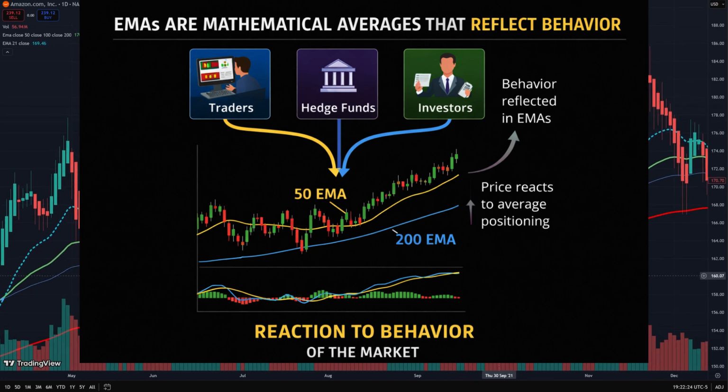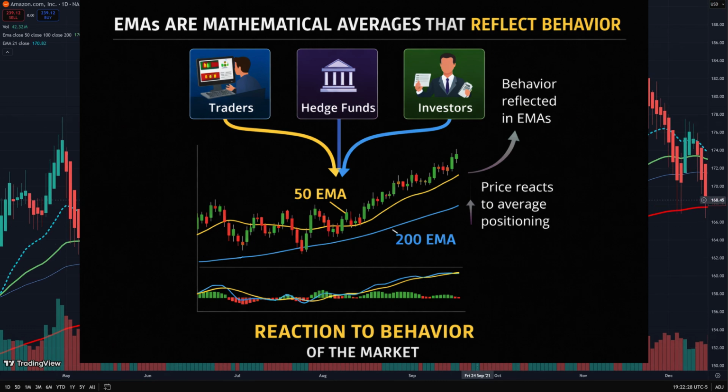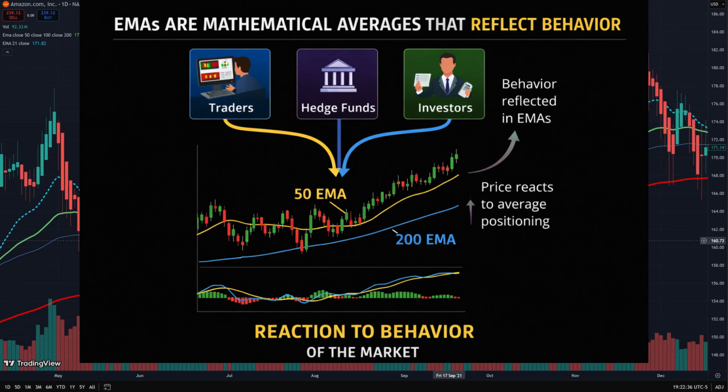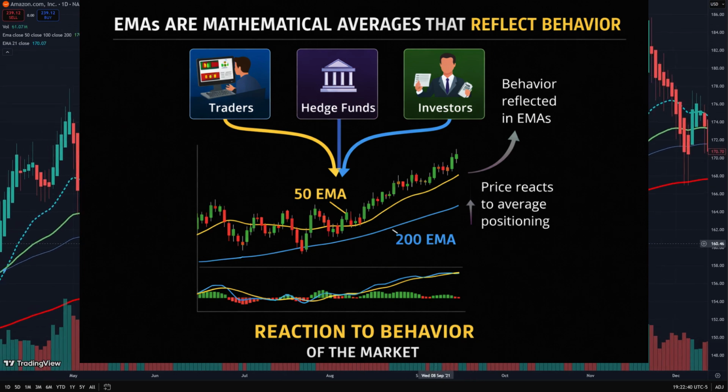Although EMAs are mathematical averages, their importance in financial markets does not come from the calculation itself. Markets move because people and institutions make decisions, and many of those decisions are guided by shared reference points. EMAs matter because they are widely used by large market participants, such as hedge funds, asset managers, and systematic trading programs when managing risk and allocating capital.